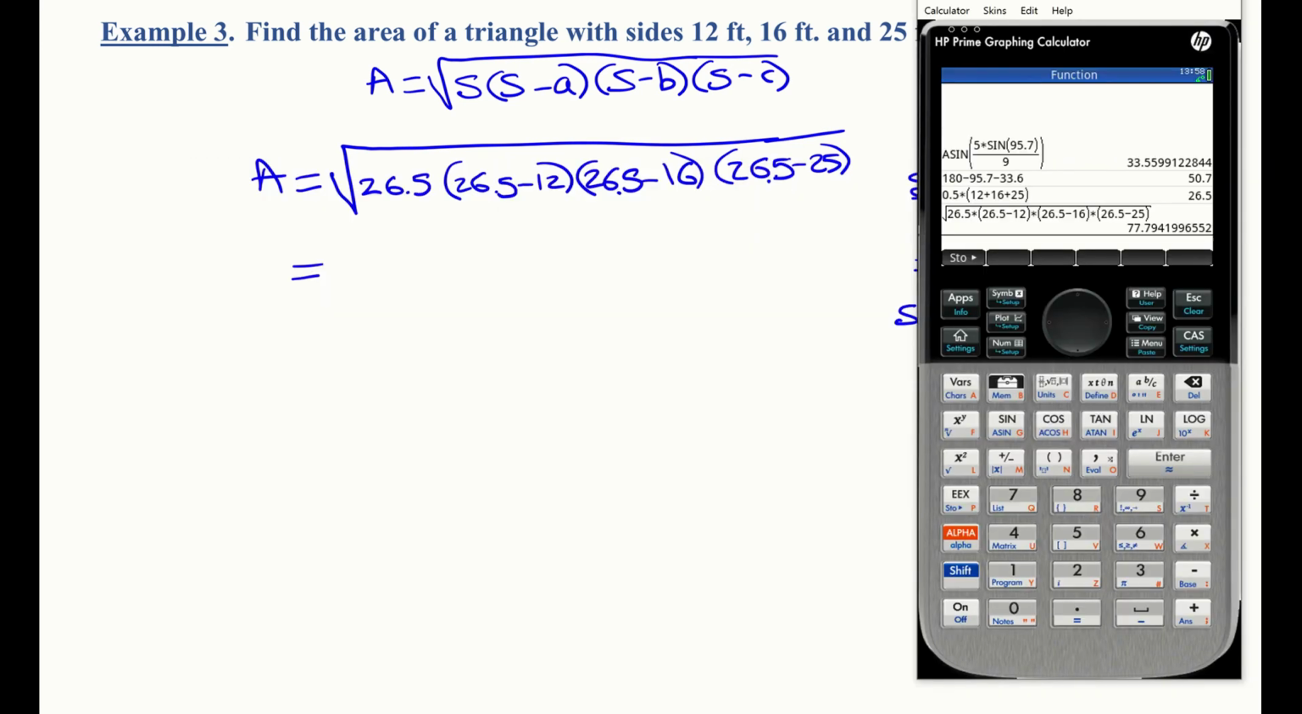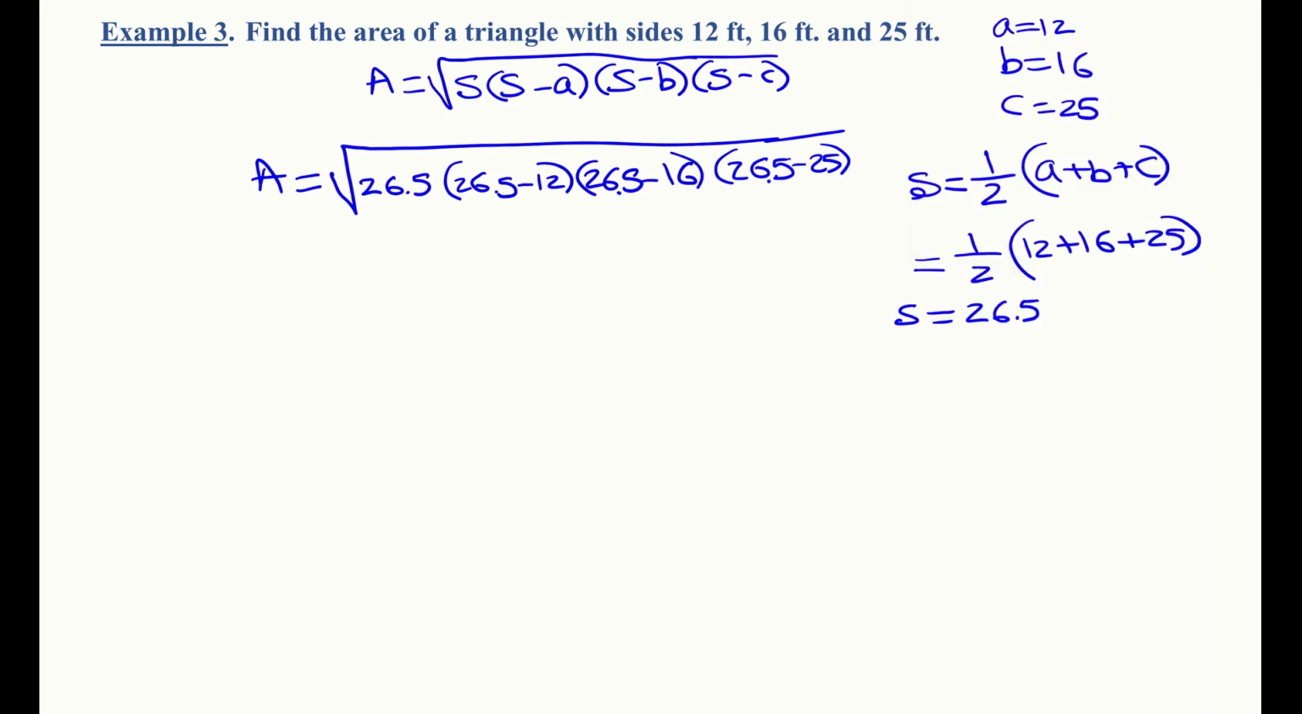So 77 point almost 8. And of course this will be in square feet. Notice that the units do make sense because each of these has a unit of feet. So when you multiply 4 of them, you get feet to the power of 4, but then when you take the square root, you end up with square feet.